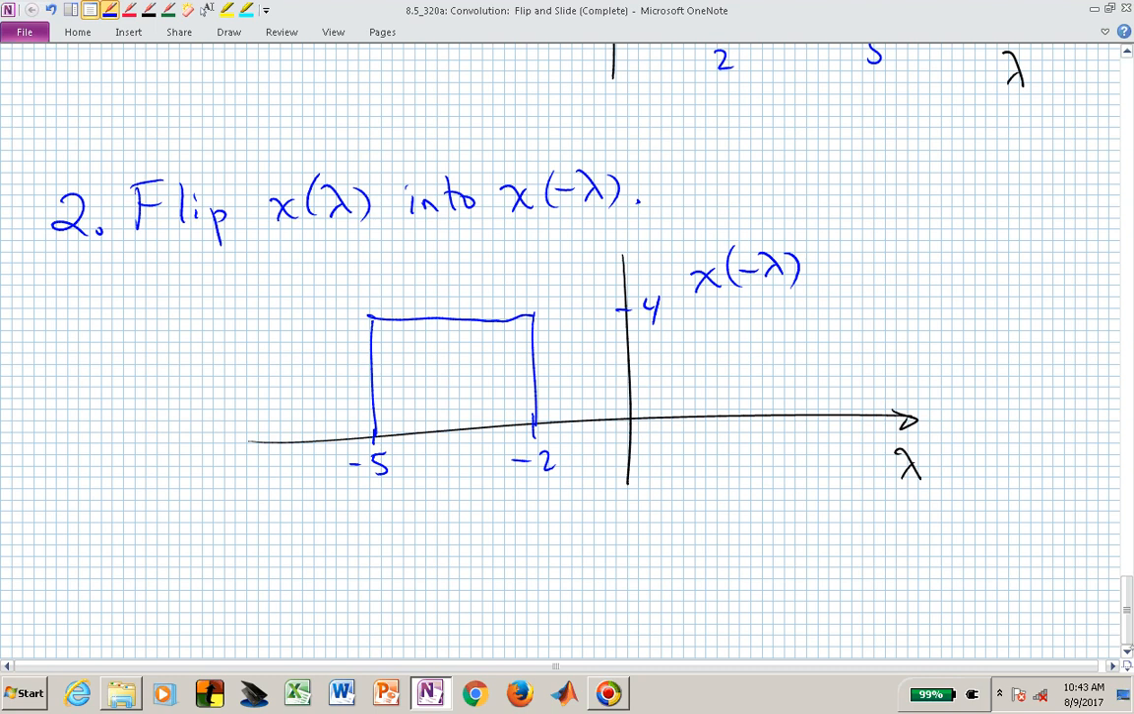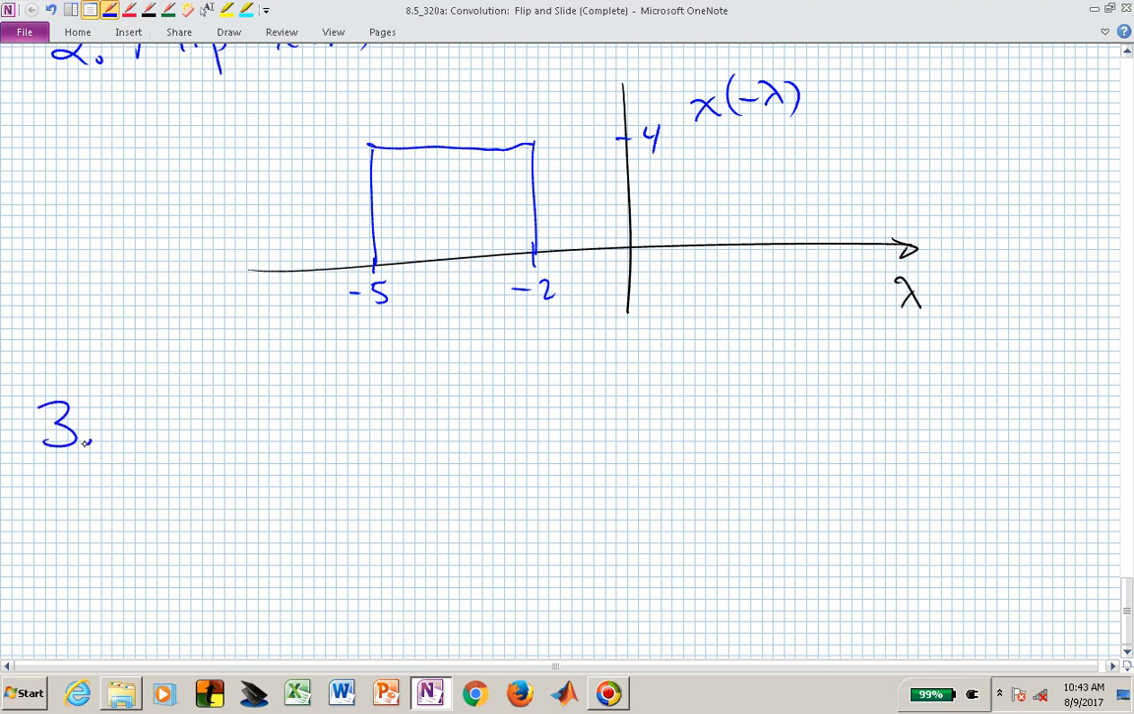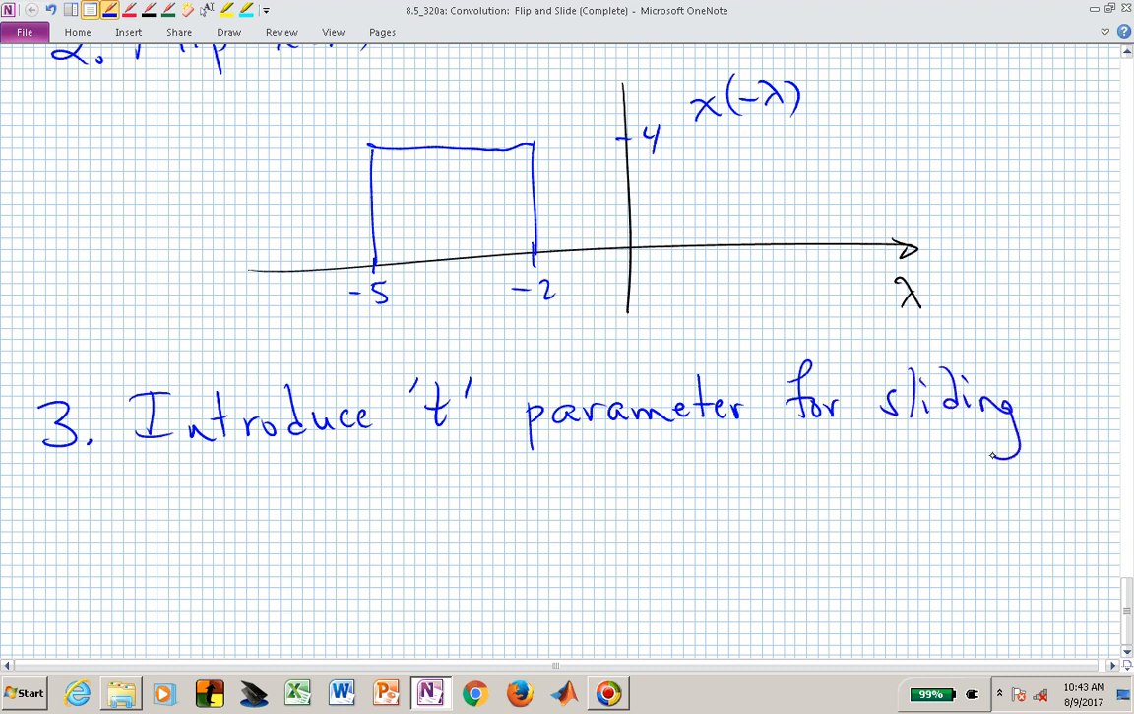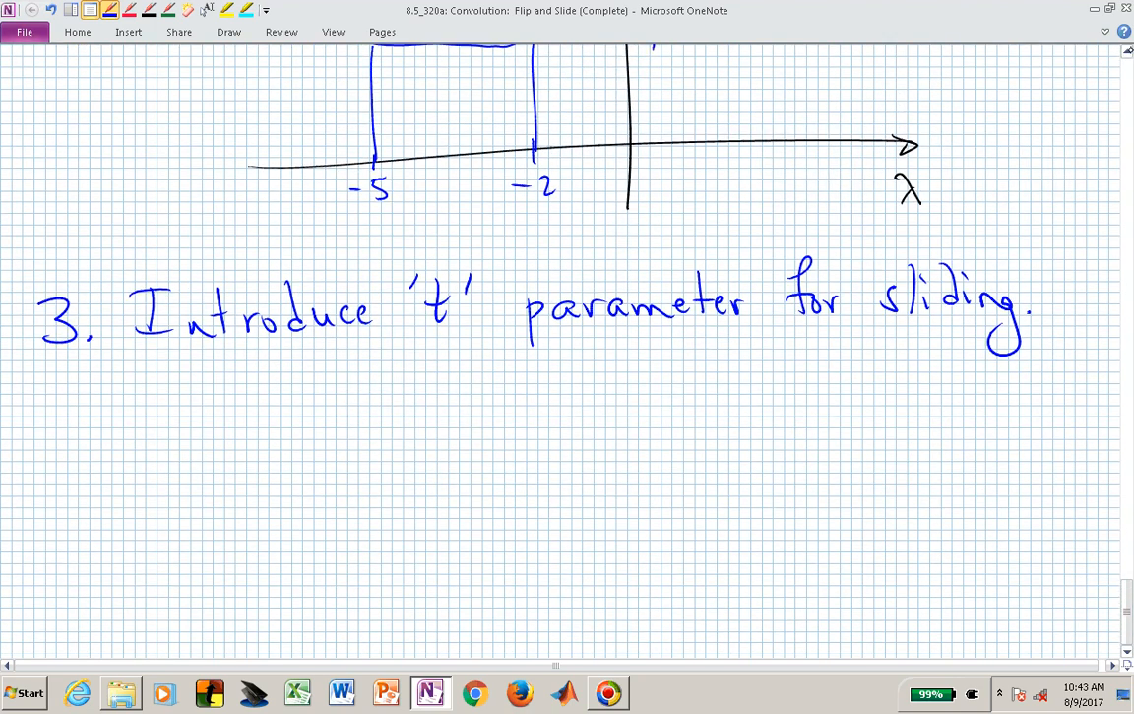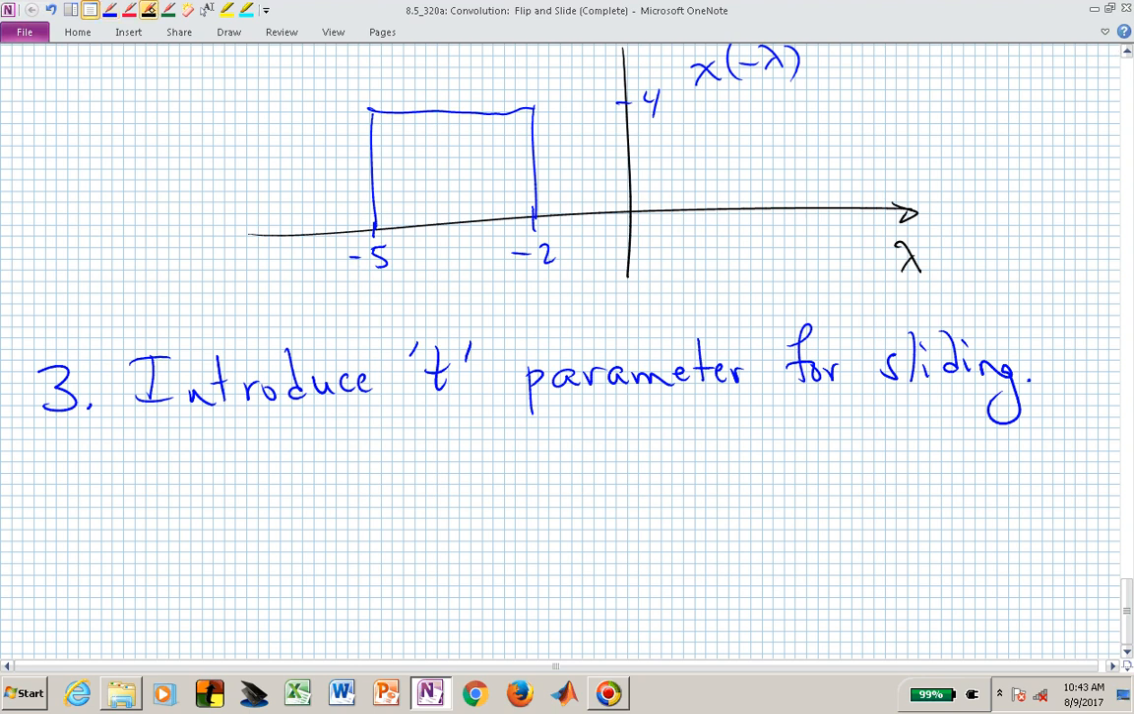The final step in this 3-step process, step number 3, is to go ahead and introduce our adjustable parameter t. Introduce t as a parameter, and this t is adjusted from minus infinity to plus infinity, and that gives us our sliding. We're now sliding this x of t minus lambda throughout all possible values of lambda to produce unique overlap patterns between x of t minus lambda and h of lambda.